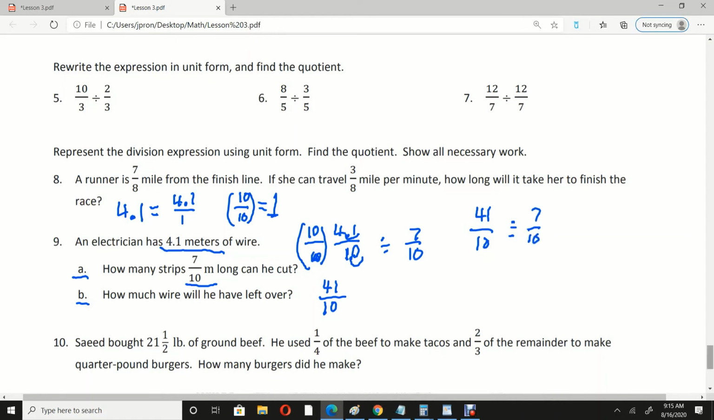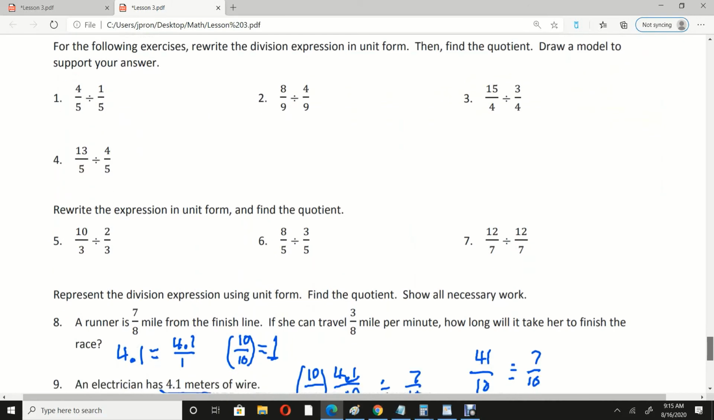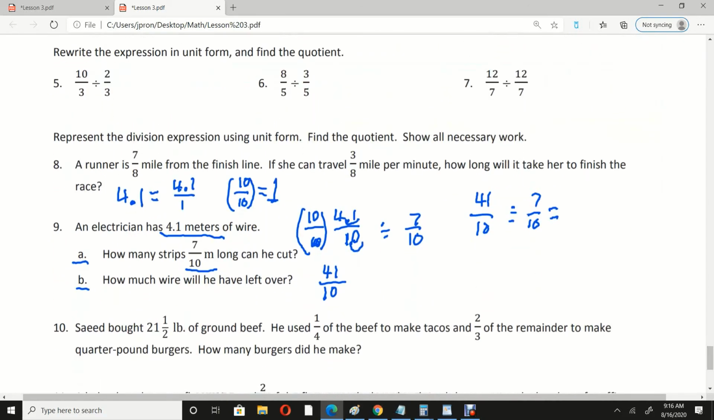And remember the rule. You can even come back and look at it here in the lesson notes. We just take the numerator of the dividend over the numerator of the divisor, and we have 41 over 7. Now, this is where it gets a little complicated, because question A is asking us how many 7/10 strips can be cut. So we know that 41 over 7 can be cut, but now we actually need to turn this into a mixed number to figure out how many strips we can have, right? Because we can only have so many whole strips of that. So 41 over 7, we're going to divide.